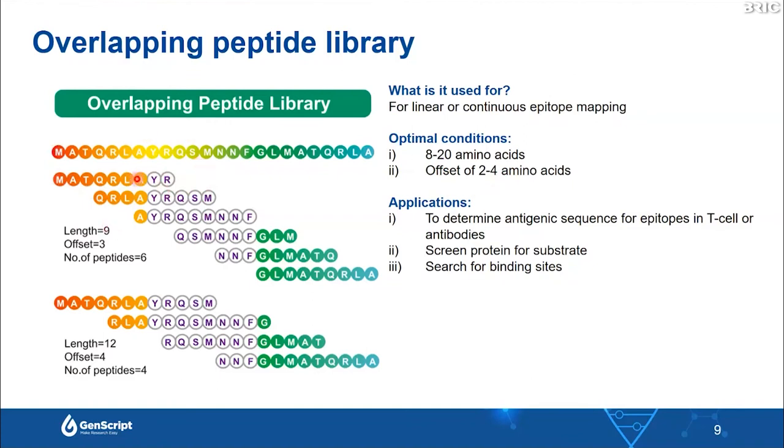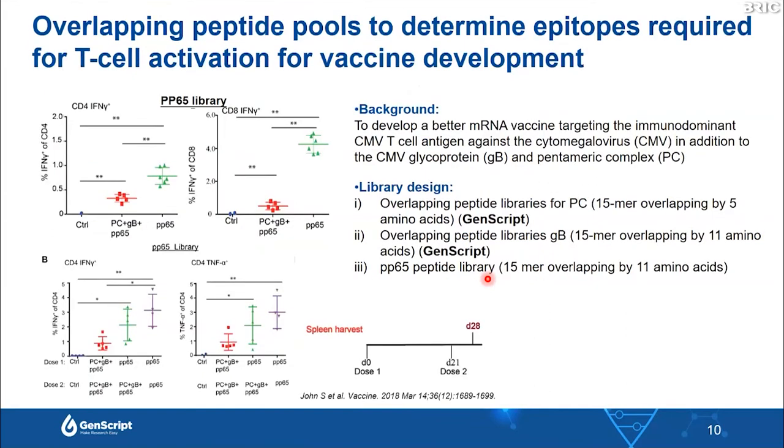Such an overlapping peptide library, which aids in epitope mapping, is good for applications such as determining the antigenic sequences for epitopes in T cells or antibodies. Such a library is also good for screening substrate sequences for enzymatic proteins, or to determine the binding site with protein receptors. So an overlapping peptide library is typically used for linear or continuous epitope mapping.